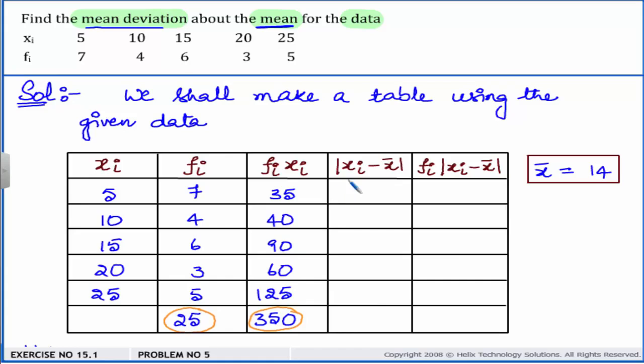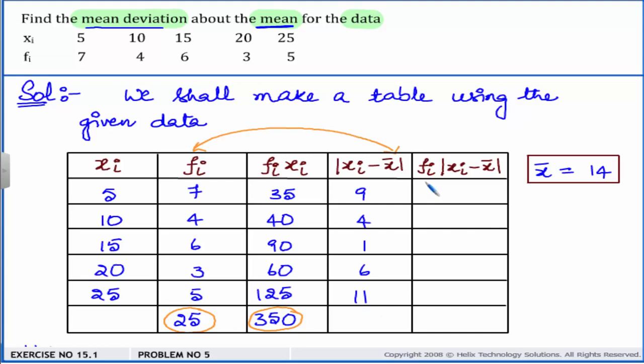Now let us find out the absolute values of the deviations. Here we have modulus of 5 minus 14 is equal to modulus of minus 9 is equal to 9. Next one, modulus of 10 minus 14 is equal to modulus of minus 4 is equal to 4. Next, 15 minus 14, that is 1. 20 minus 14, that is 6. And 25 minus 14 is equal to 11.